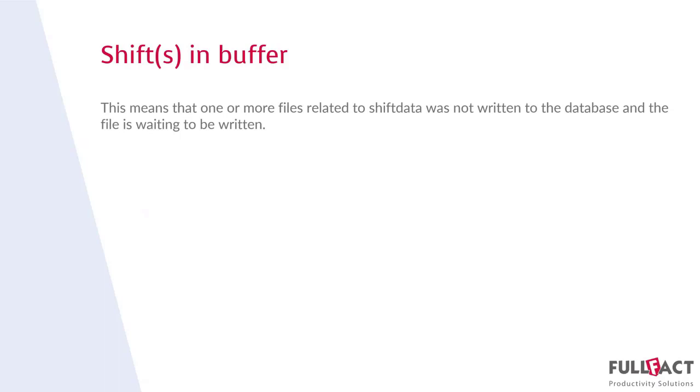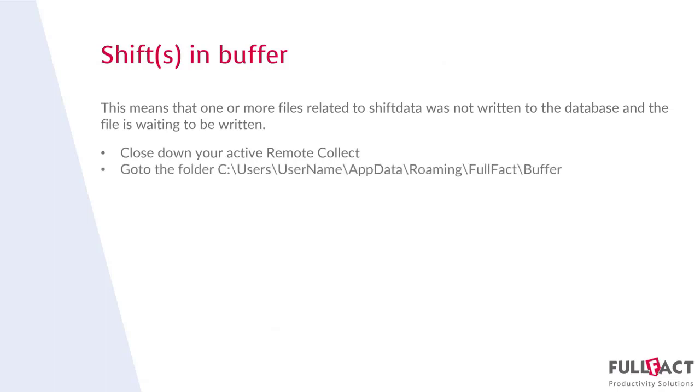Your shifts and buffer. This means that one or more files related to shift data were not written to the database and the file is waiting to be written. What you have to do is close down your active Remote Collect. So you just close it down, ending your shift, going back to your desktop, go to the folder C users username app data roaming full fact buffer.